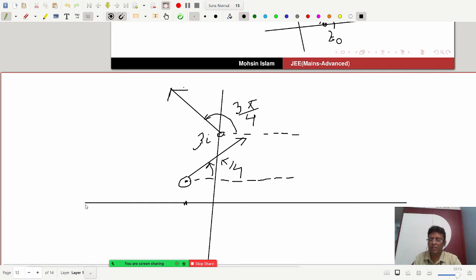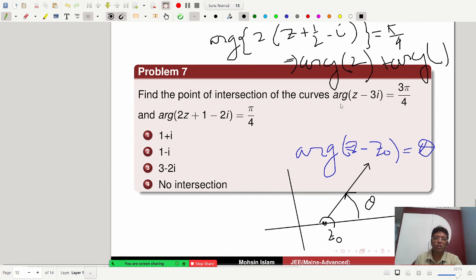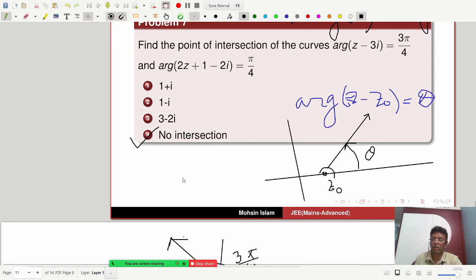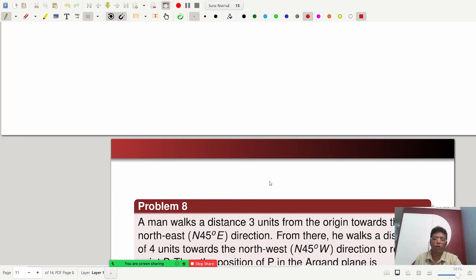Another ray starts at minus half comma 1, but not including that point, and makes an angle pi by 4 with the positive real axis. So these two rays, and you see from the diagram in the Argand plane, there is no common intersection. So your intersection is empty. There is no common solution for this. So to find the point of intersection of the curves, your answer will be no intersection. This is a very, very important concept, all of you. Okay, so we have two more problems for this presentation.